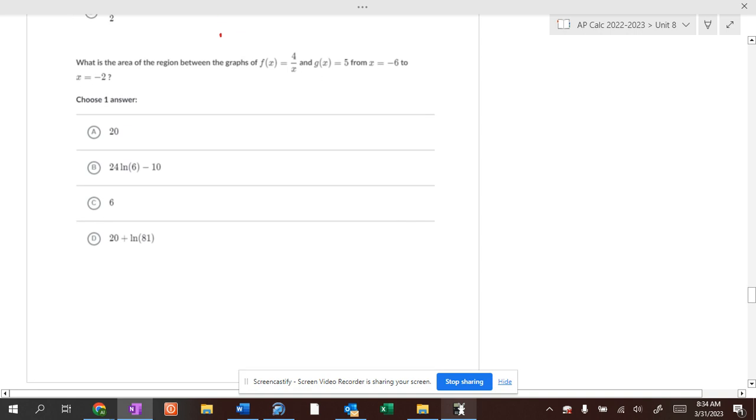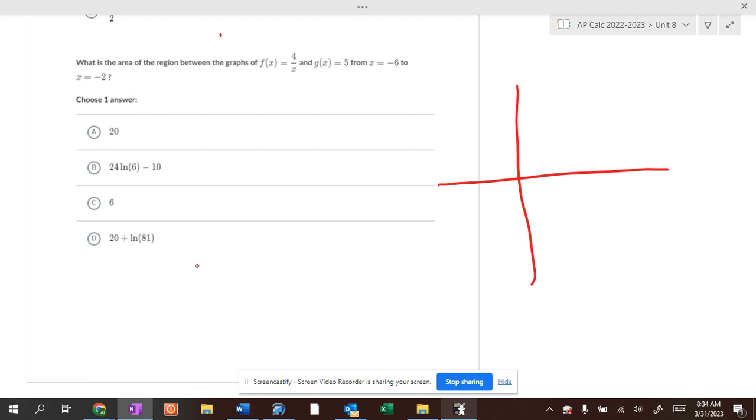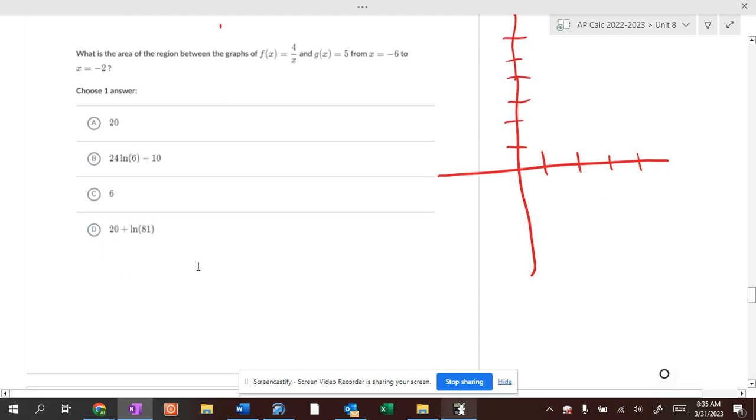Area of the region between these two graphs. Okay, well, 4 minus x. What does 4 minus x look like? 4 minus x. So 4. So if we go 1, 2, 3, 4, equals 5. So we have a line. G of 5 is a horizontal line here.